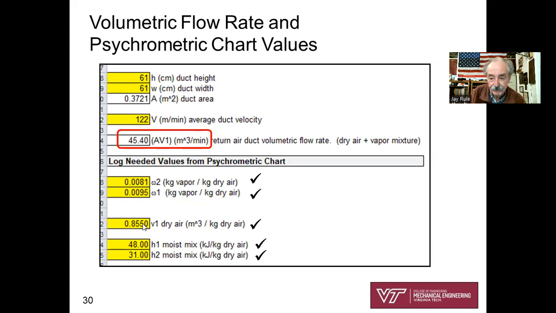V1, 0.855. H1, 48. H2, 31, both of these H values in kilojoules per kilogram of dry air. And then, of course, here's the computation of the volumetric flow rate that we've already done. All these numbers I've been able to log from the psychrometric chart, and the rest is going to be pretty easy.